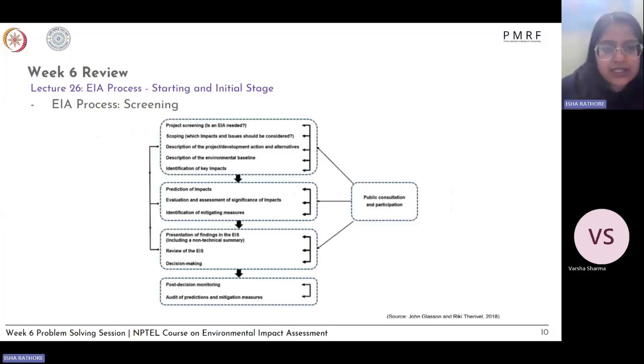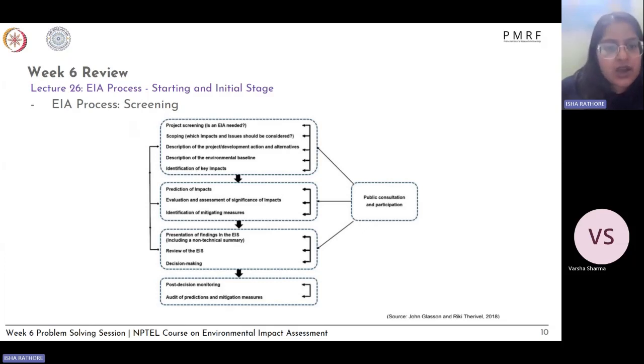We looked at the EIA screening process. So these are the stages of the EIA. We have looked at this in week 4, I believe. So the first stage is the project screening, where we look at whether an EIA is needed or not. And then we further do scoping, like which impacts and which issues should be considered. Then the description of project, development actions, alternatives, description of environmental base case or baseline from which we are going to compare how this project is affecting the environment around it, and then the identification of key impacts.